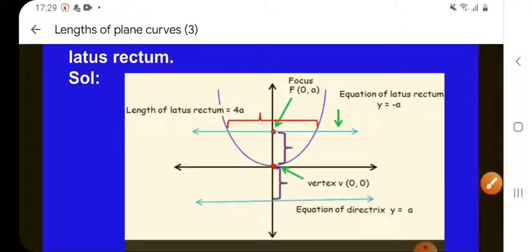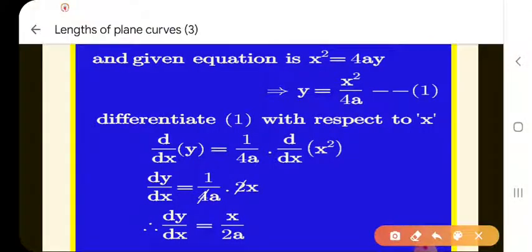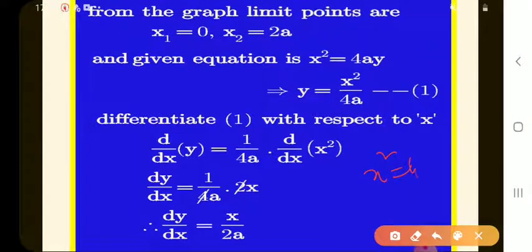After that we differentiate the given equation. What is our given equation? x square equals 4ay. That implies, what is y here? y equals x square by 4a. Say, equation number 1. Now we differentiate y with respect to x.